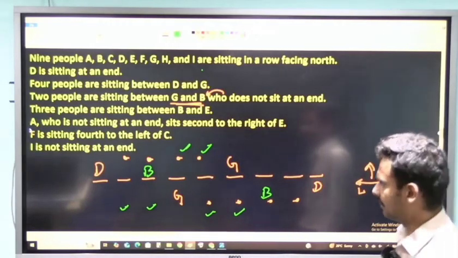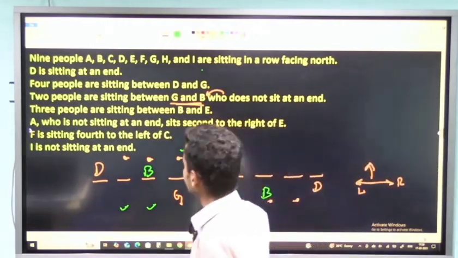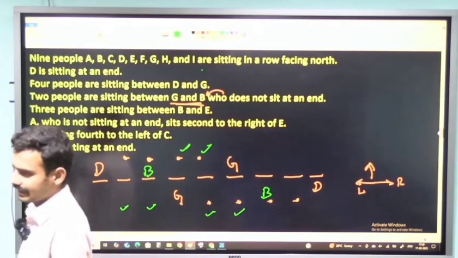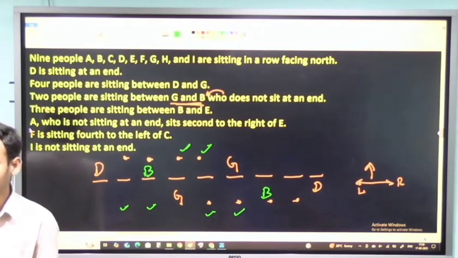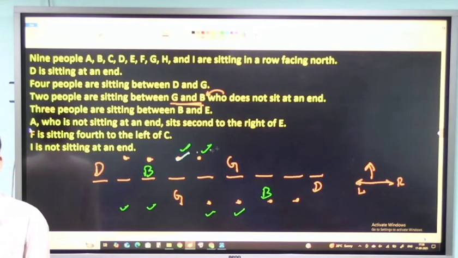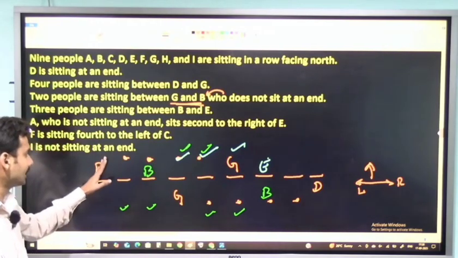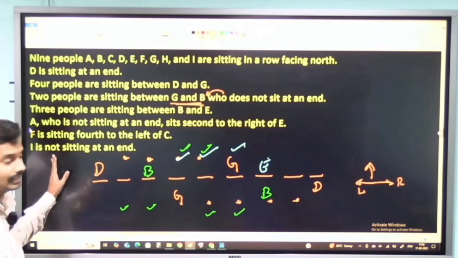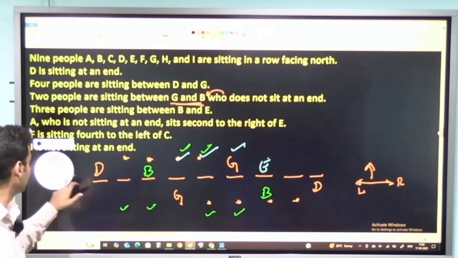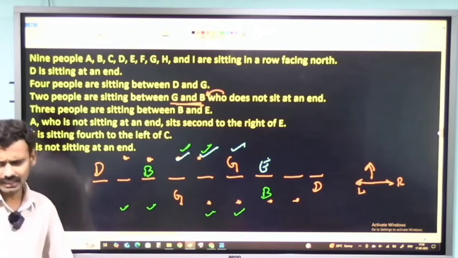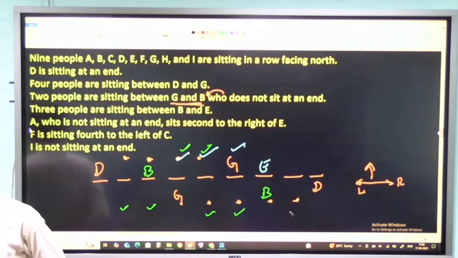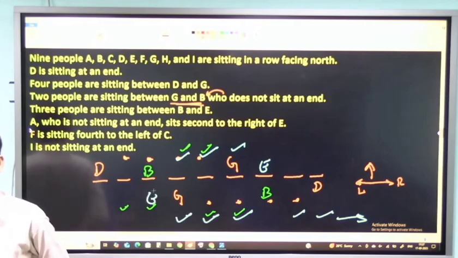Now let me take up the fourth hint. Fourth hint is saying 3 people are sitting between B and E. As we already know where B is, I can fix E now. 1 person, 2 person, 3 person. So E must be this side. If I consider E at the other end, 1 person, 2 person, I can't have 3 persons between B and E because there are no places available here. Similarly, in the second case, 1 person, 2 person, I can't take E to this end. So I will take 1 person, 2 person, 3 person, E should be sitting here.